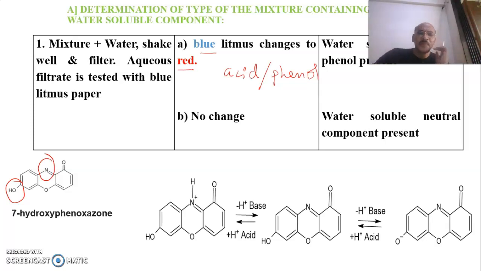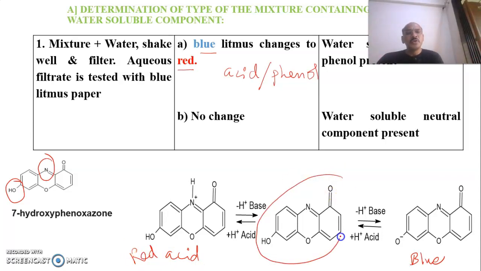As a neutral, it is purple in color. In basic medium, it is blue. In acidic medium, it is red. So from neutral we can move towards red, purple to red, by dipping that paper in acid, and if we dip that paper in alkaline solution, the purple will change to blue.